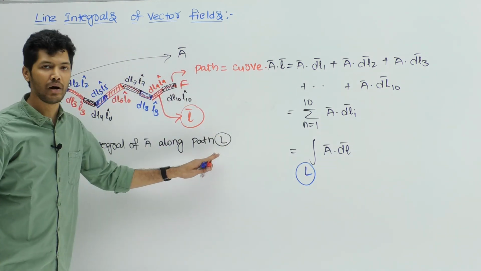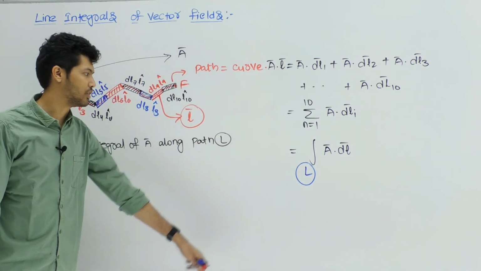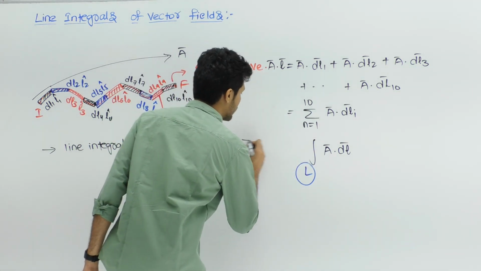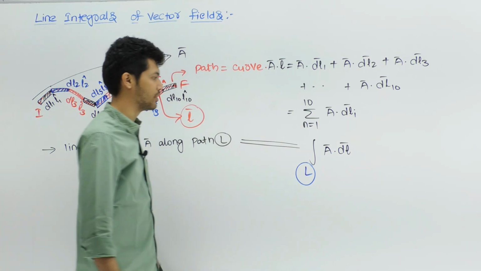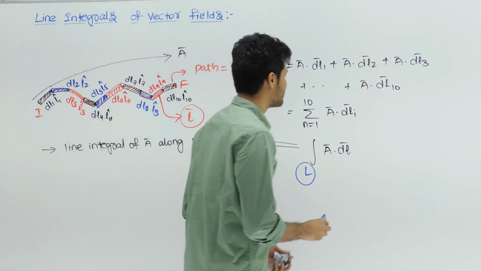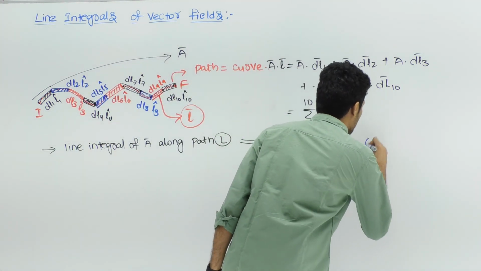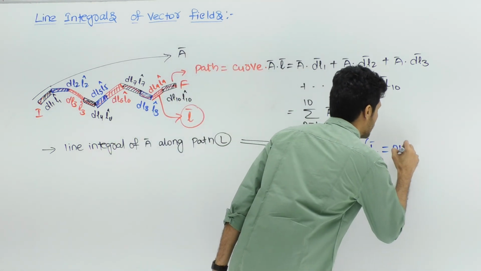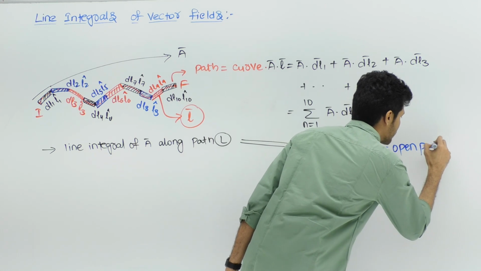Please understand, this path L will have some direction, and we can express that quantity as this expression. And in this case, is L an open path or closed path? Obviously L bar corresponds to an open path.